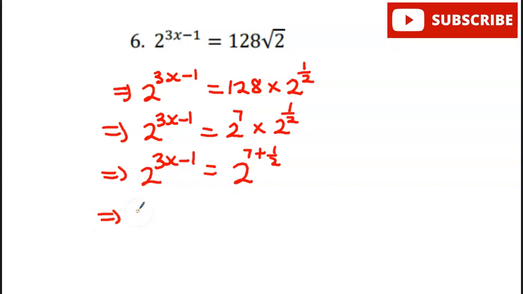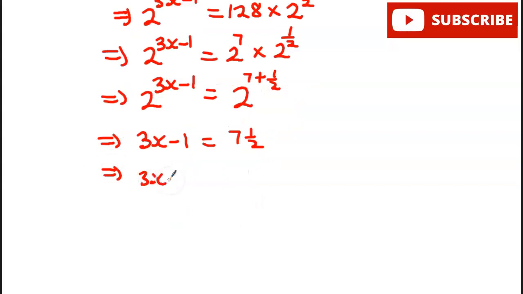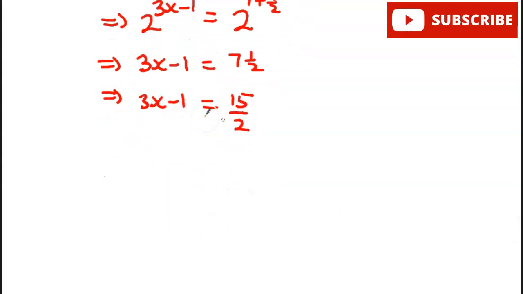If the bases are the same, then we can equate the exponents. So this means that 3x minus 1 is equal to 7 plus half, which is 7 and a half. So we have 3x minus 1 equal to 2 times 7 is 14, plus 1, 15. So we have 15 on 2. So we have a fraction. So let's clear the fraction. Multiply by 2. So when we do that, 2 times 3x is 6x. 2 times minus 1 is minus 2. Now here when we multiply by 2, the 2 will cancel. So we have 15.